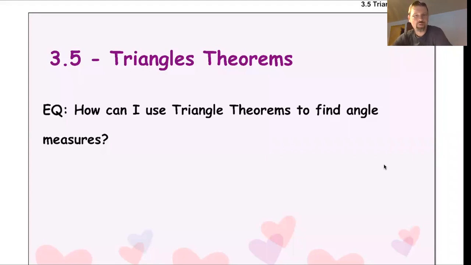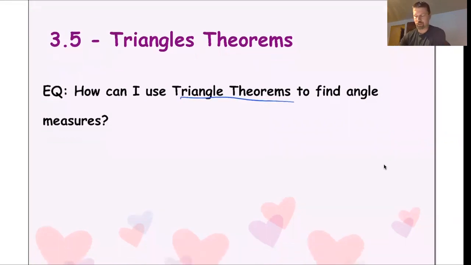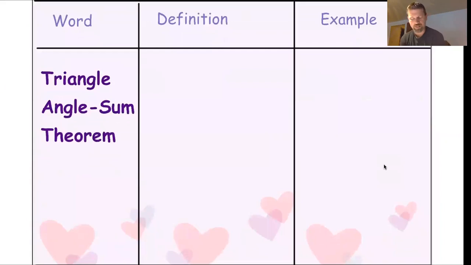All right, 3.5, the last section in chapter three: triangle theorems. So today is talking about triangle theorems to find angle measures. It's actually not going to be too bad. The first one is the triangle angle sum theorem.